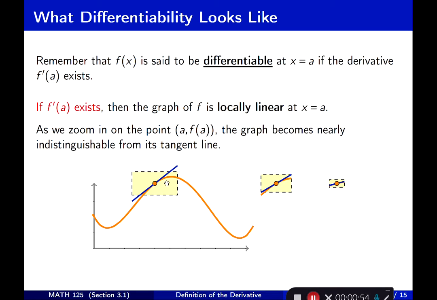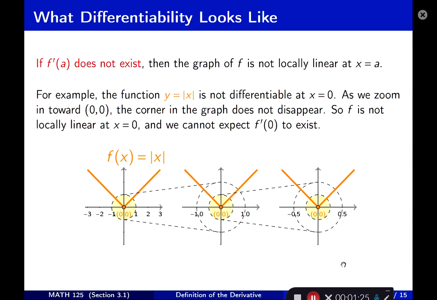So here, if you look at this graph, if you zoom in more and more, you see that the orange graph and the blue line become the same. As you make the box smaller and smaller, the two of them get closer and closer to each other, and so it's locally almost linear. So what does differentiability look like again?